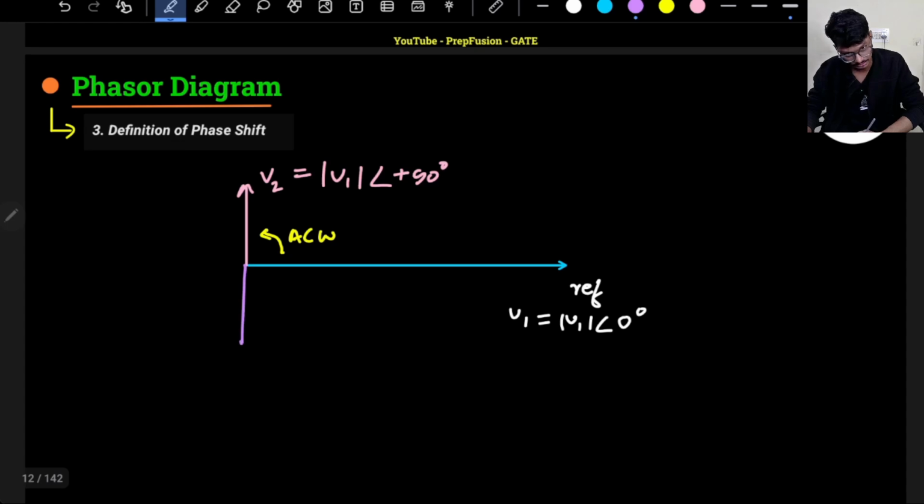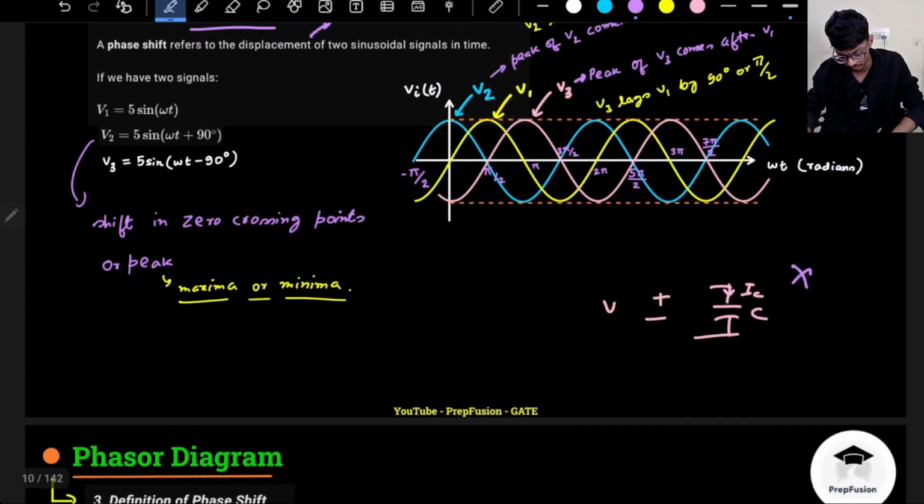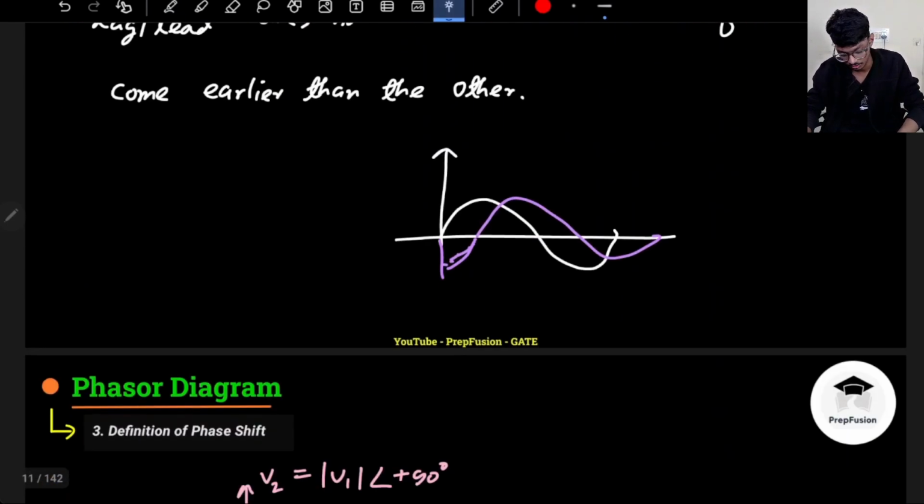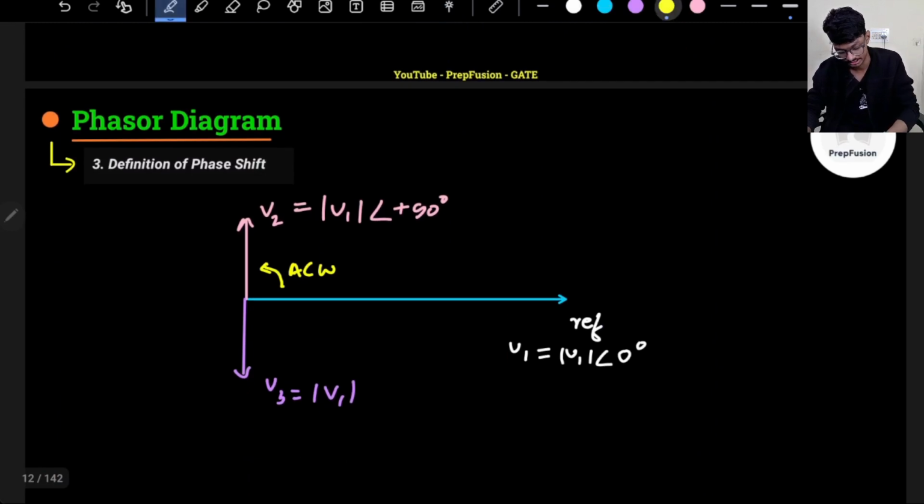v3 will lag, correct, because it is minus 90. So from v1, the magnitude will be the same for both of them. If you see, the magnitude is the same, just that I am subtracting 90 degrees, not adding. So I am moving in the clockwise direction, and v3 will be this minus 90. That's how we define a reference and a phasor.